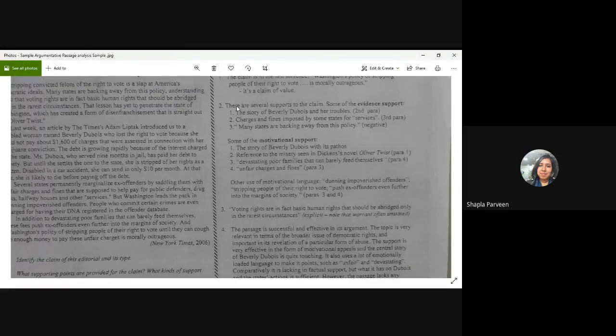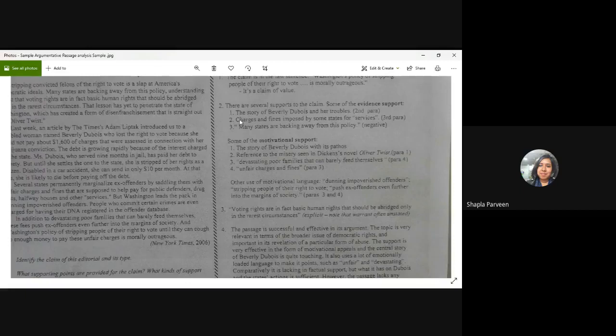Answers to question 2. There are several supports to the claim. Some of the evidence support are as follows. Here a list of 3 evidence support is given and the paragraph number is given. So in bracket, please provide the paragraph number. You don't have to write the whole sentences. You can just write down the main points of these sentences, right?